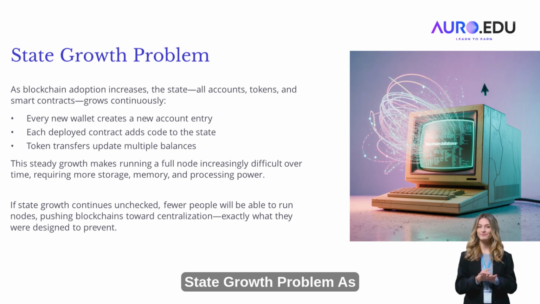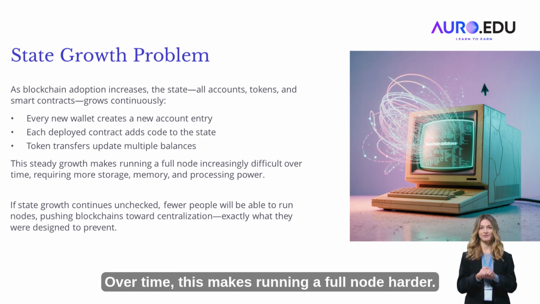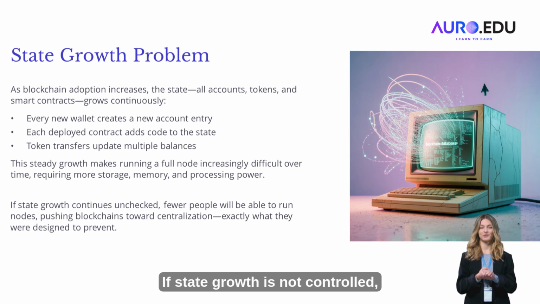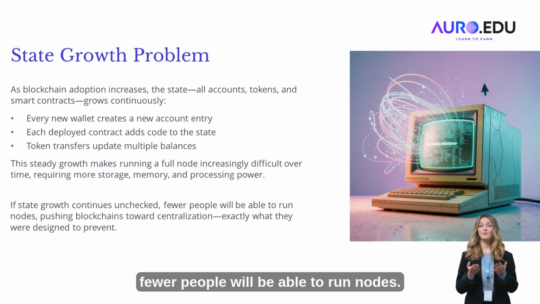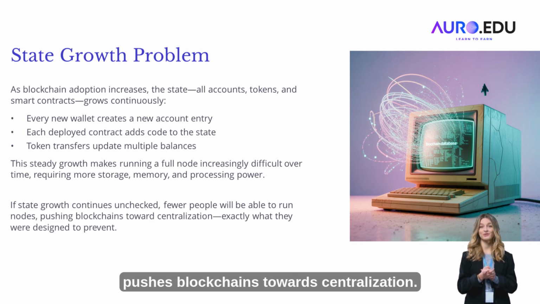State growth problem. As more transactions happen, blockchain state keeps growing. Every new account, token, or contract adds data. Over time, this makes running a full node harder. If state growth is not controlled, fewer people will be able to run nodes. This threatens decentralization and pushes blockchains towards centralization.